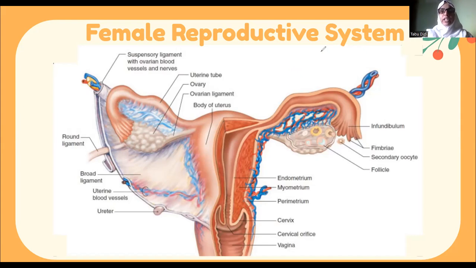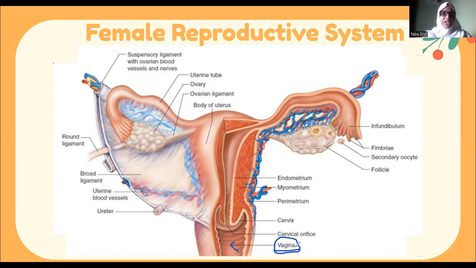So let's begin with the female reproductive system. As you can see, there are various parts of the reproductive system, and you see labelings all over the place. So what we will do is begin one by one. We will begin from here, from the lower segment. So the first part that we will discuss is we'll begin from here.